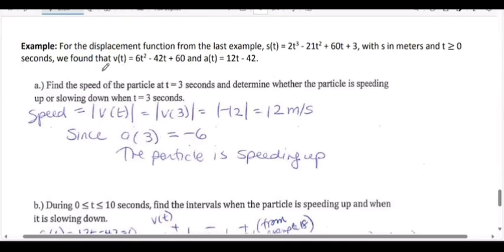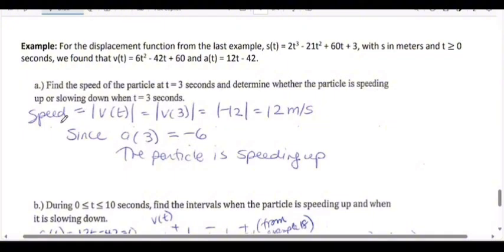Okay, so I think I put so many other examples. I'm actually going to do this for the displacement function from the last example, where we have that, in meters, and t greater than or equal to that. We found the velocity equal to that and the acceleration equal to that. Don't forget, when you differentiate this, you get this, and when you differentiate this, you get the acceleration at time t. Now the question says find the speed of the particle at time t equal to 3 seconds and determine whether the particle is speeding up or slowing down.